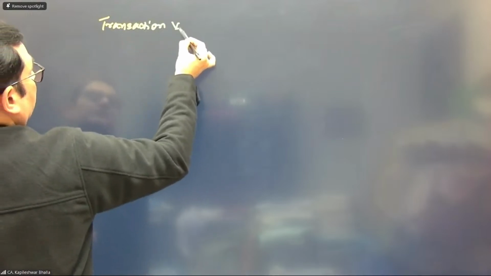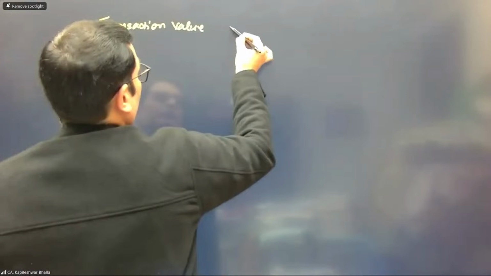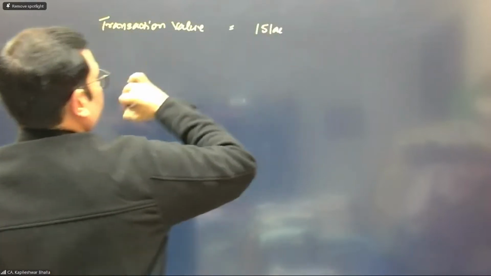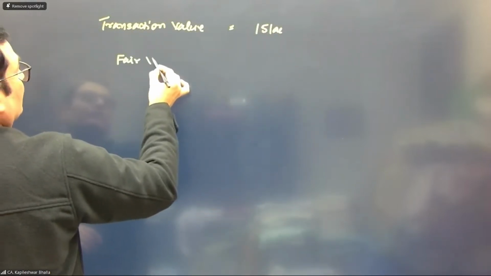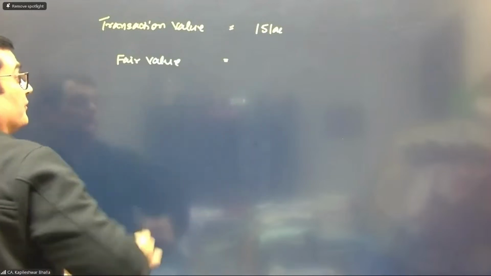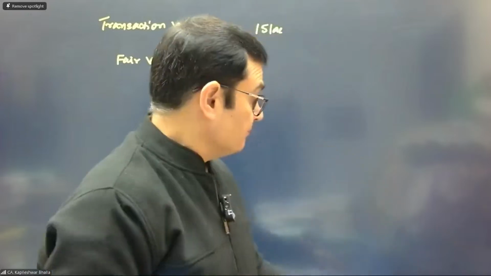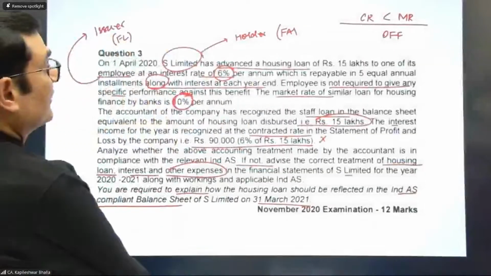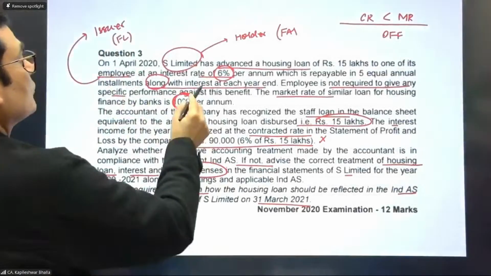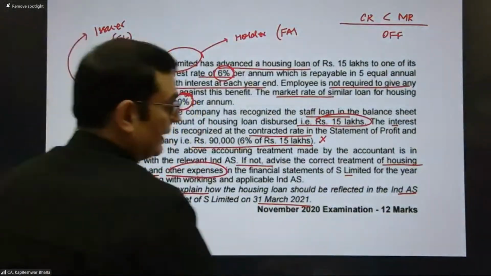So let's see what is the transaction value. In this particular case, the loan is to the extent of 15 lakhs. That is the transaction value. And we also need the fair value of this loan. The fair value of this loan is the present value of all the future inflows. So we are getting a contracted rate of 6%. That's one inflow, and the principal money back. So let's see what the different inflows are in this case. We're going to get a 6% coupon rate for the next 5 years, and there is going to be a principal money as well.